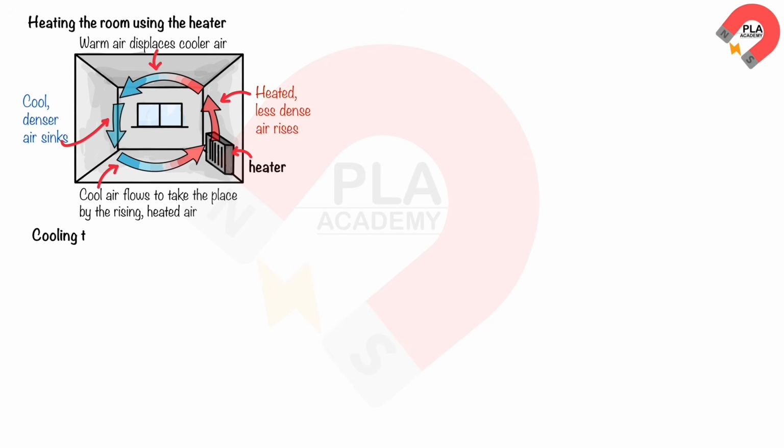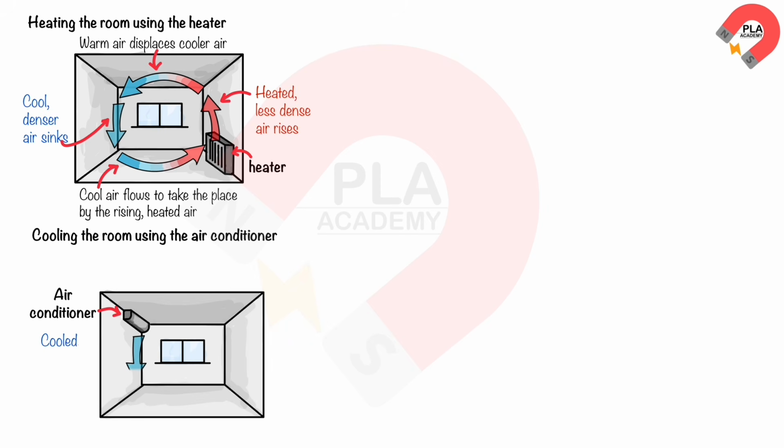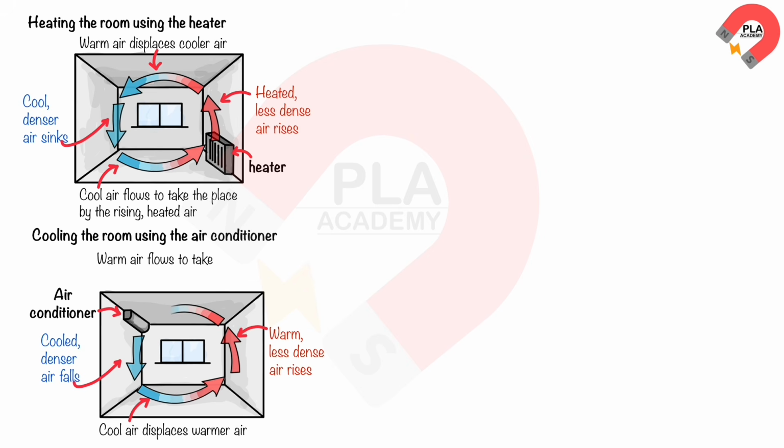The same process happens when a room is cooled by an air conditioner. The air conditioner cools the air, making it denser than the surrounding warmer air. The cooler air sinks. Cool air displaces warmer air. The warmer, less dense air rises. Warm air flows to take the place of the sinking, cooled air. This process continues until the room is cooled evenly.